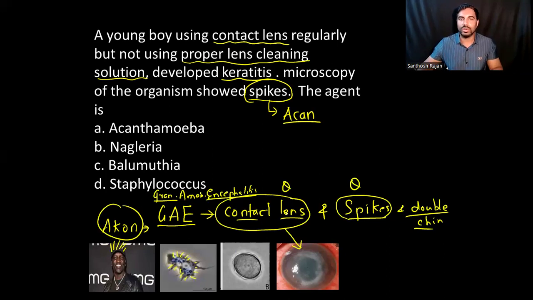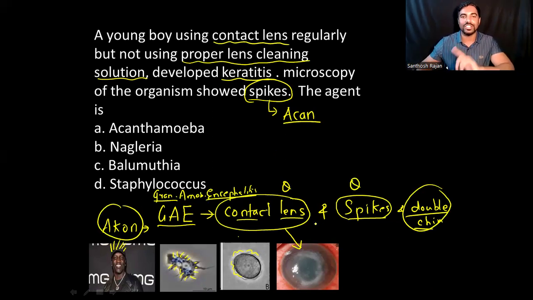You get a contact lens, he has spikes and a double chin, because the cyst wall has a double layer. It has a double layer cyst wall. If you see this picture here, you can see it very well, like this double layer. So it's very simple. You would not have made a mistake if you remember this short form. Next time also, if you prepare for further exams, please remember it like this.